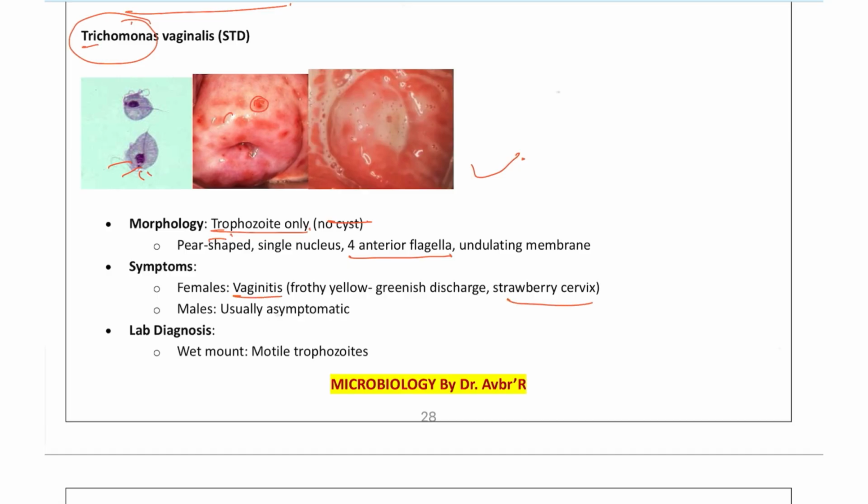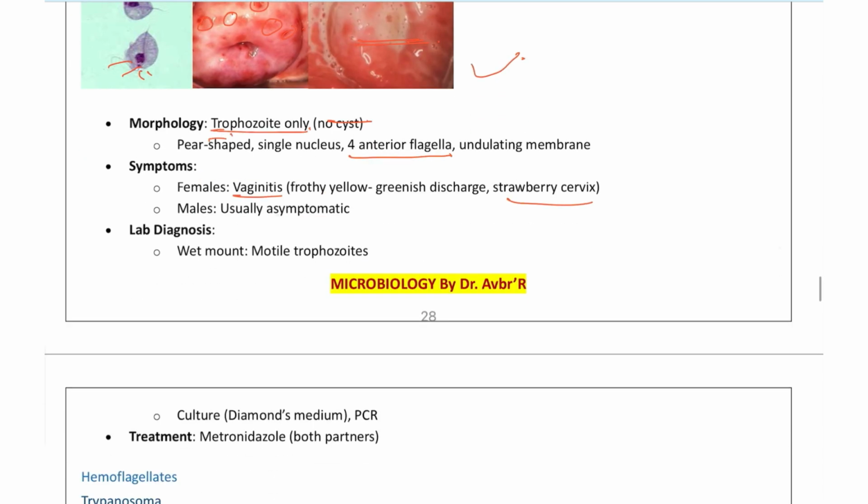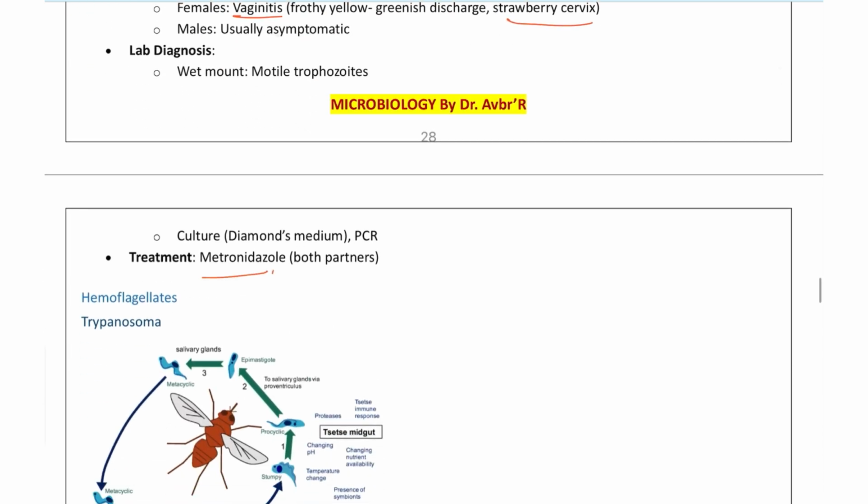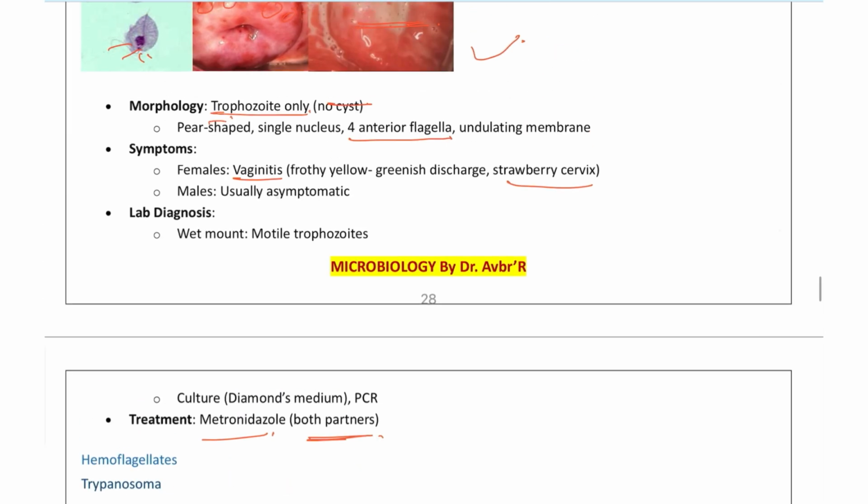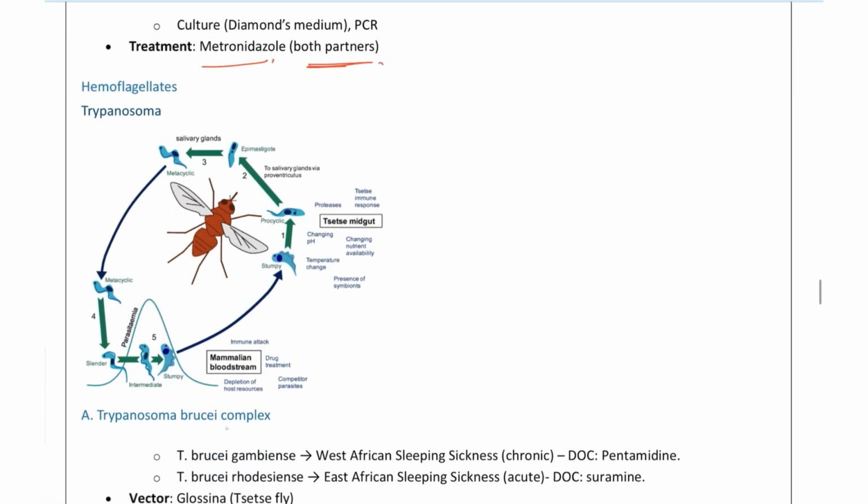You are going to see here, this is the strawberry kind of cervix, and here the discharge. And what you have to do is give metronidazole, and also treat the partner, because this is the only protozoal infection known as an STD. Okay, next, trypanosoma.